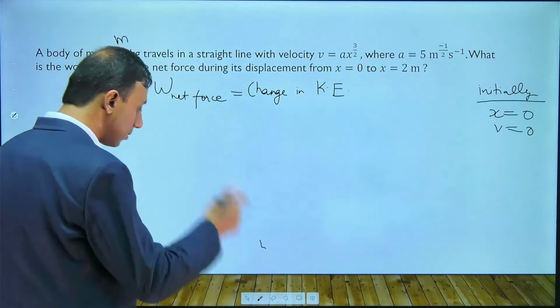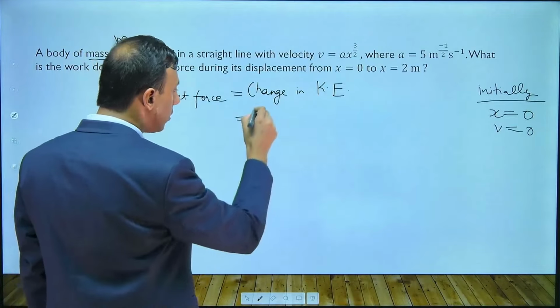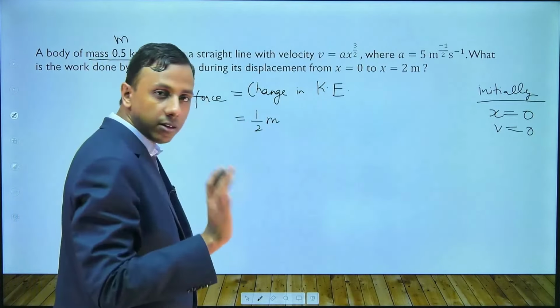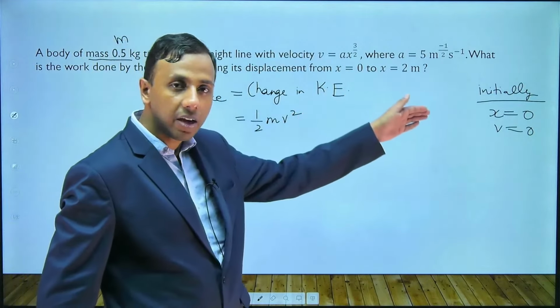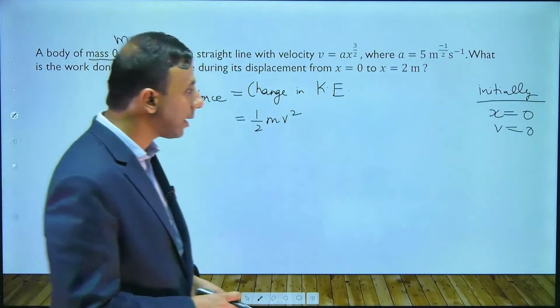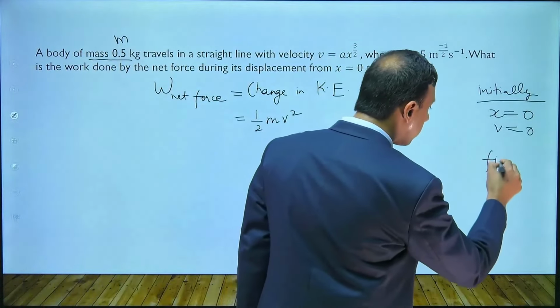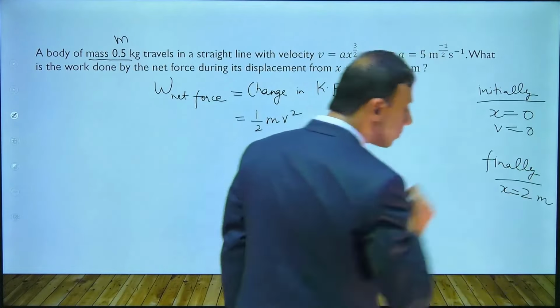So that means this will become half m v final square, or let me just write v square. Half m v square minus half m v initial square, that is 0. So half m v square only, right? At x equal to 2. Can you tell me? Finally, x equal to 2 meter, right?